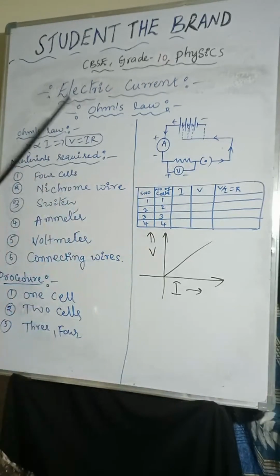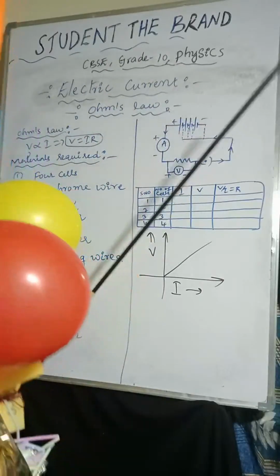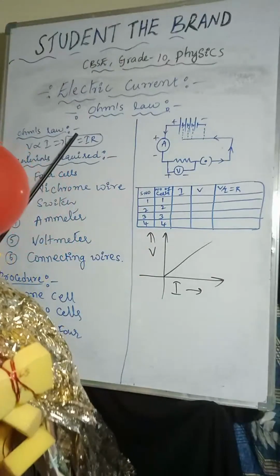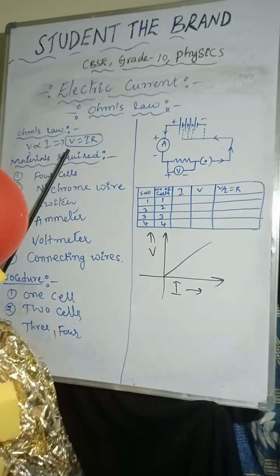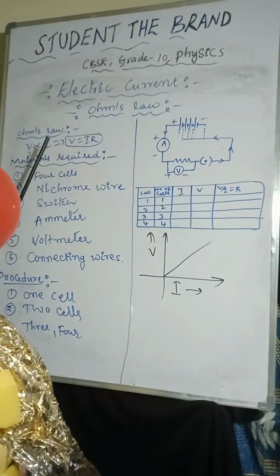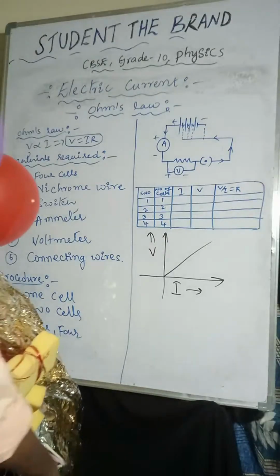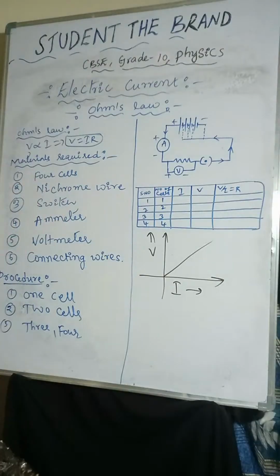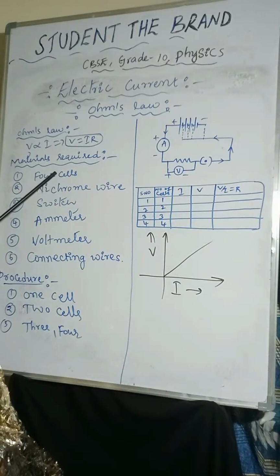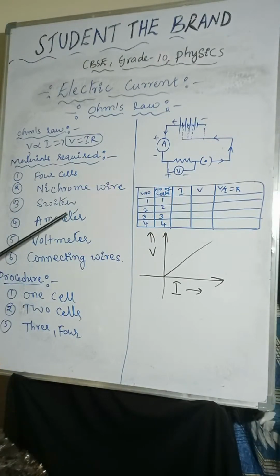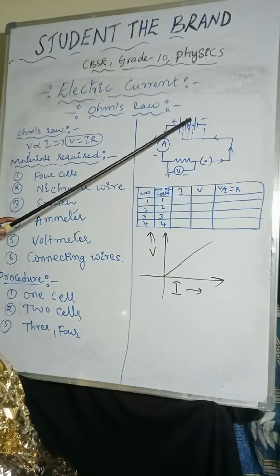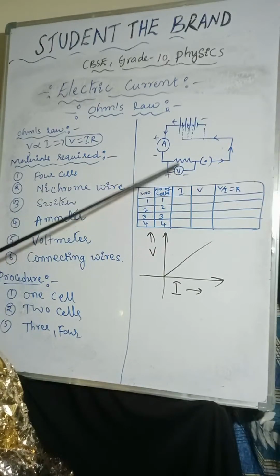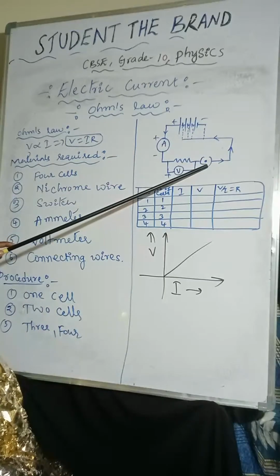So you can observe first, Ohm's law: at constant temperature, the potential difference across the ends of the given metallic conductor is directly proportional to current flowing through it. Okay. So materials required: 4 cells, nichrome wire, switch, ammeter, voltmeter, connecting wires. So here you can observe 4 cells, 1, 2, 3, 4, ammeter, voltmeter, a resistor, switch.